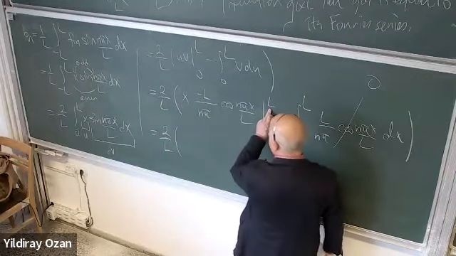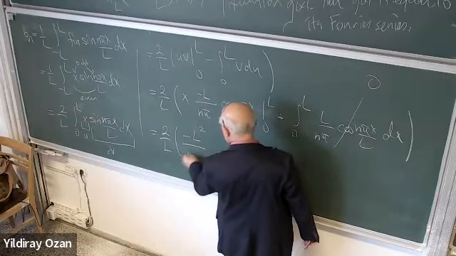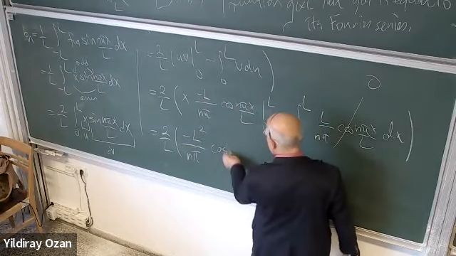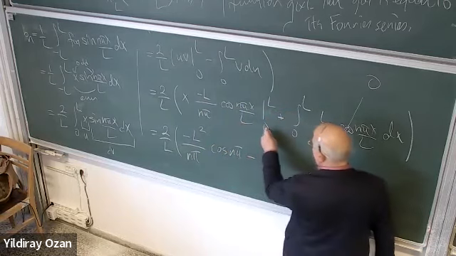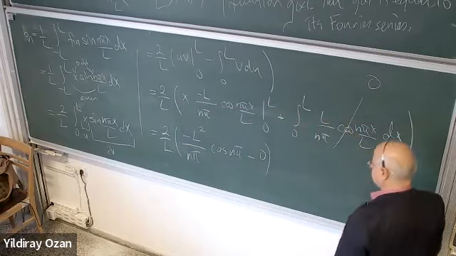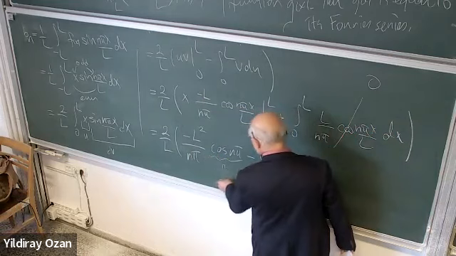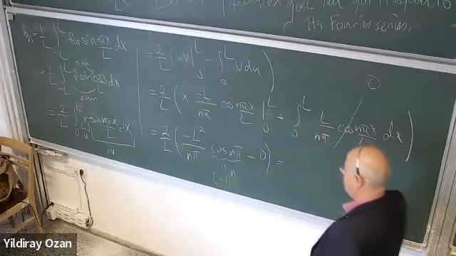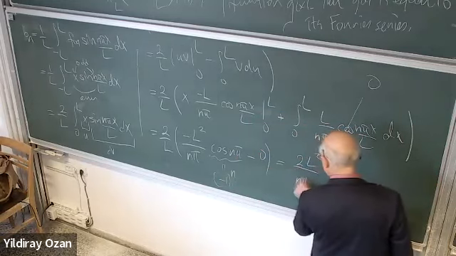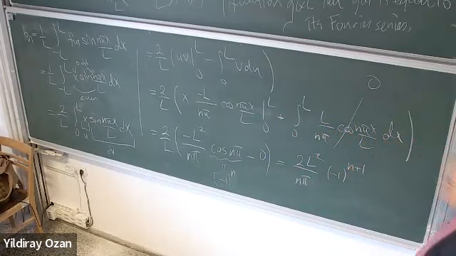When I plug in L, I get minus L squared over n pi and cosine n times pi, minus what I get when I plug in 0. If I plug in 0, this will just kill that term. So it is cosine n pi times this. Cosine n pi is just minus 1 to the power n. So this is just 2L squared over n times pi times minus 1 to the power n plus 1. Right?